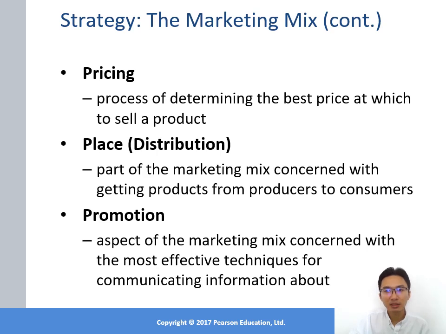The third P is place. Place, or sometimes called distribution, refers to where and how the customers get access to the product that they want to buy. When products are created, they must become available to customers at some location or place, such as a retail store, on the internet, or even by direct delivery to customers.